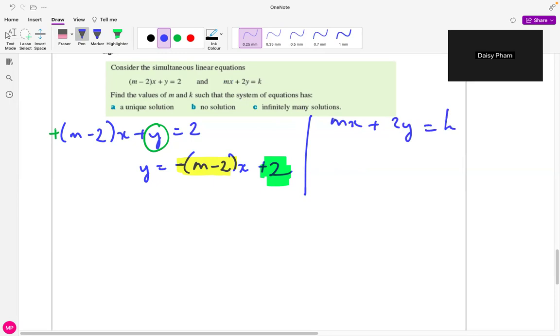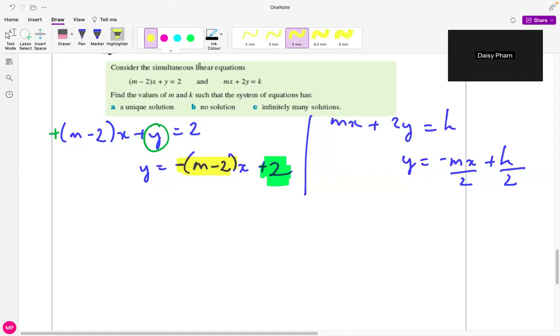Then I do the same thing for the other equation, mx plus 2y equals k. I move the mx over, so I take away mx: 2y equals negative mx plus k. Then I need to get rid of the 2, so divide by 2, and the 2 and 2 go away. So you will have y equals negative mx over 2 plus k over 2. That's the gradient, and that's the y-intercept.